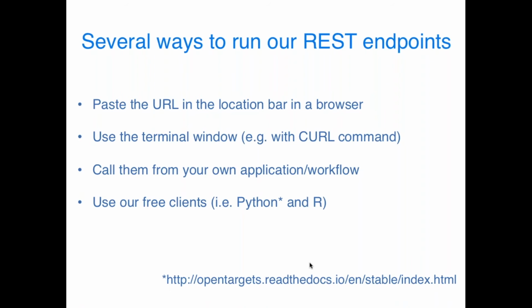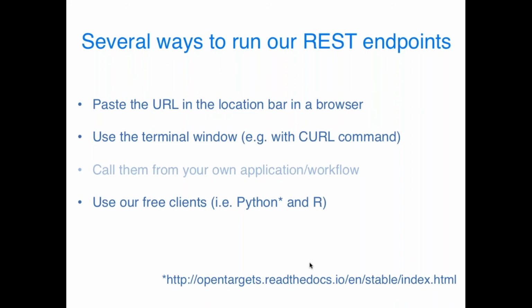And we also provide free clients that can talk to our REST API. So if you know Python or R, OpenTarget does provide two clients, the Python and the R client, that you can use in order to talk to our REST API. And the beauty of the Python client is that it gives you some flexibility. So for example, you can pick and choose which data sources are used for the association score computation.